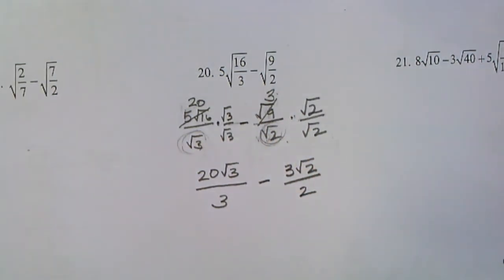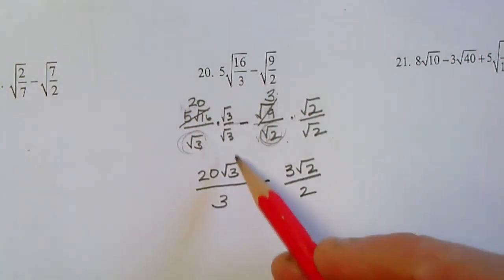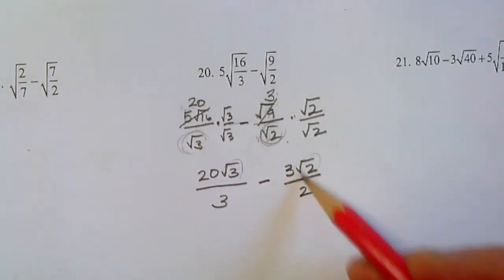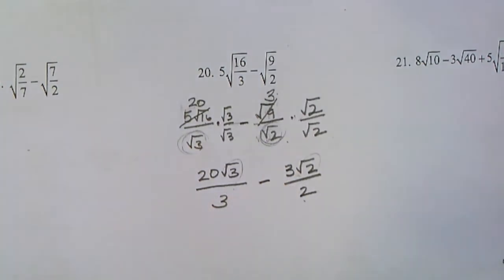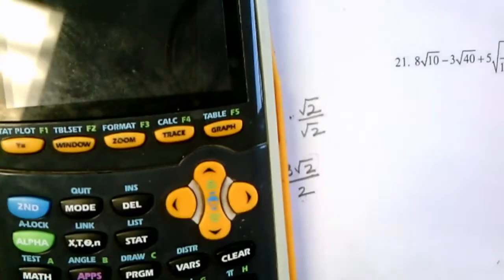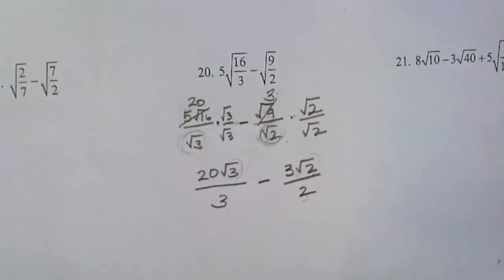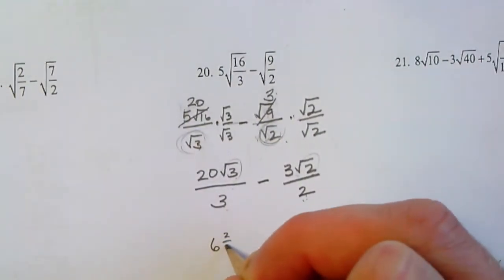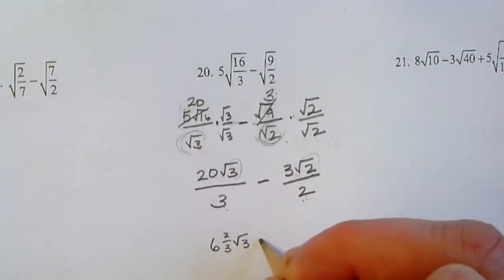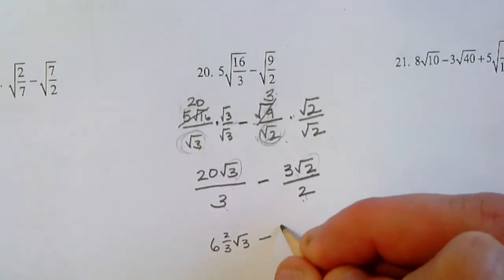Okay? Now, here's what I want you to know. This is 20 radical 3 over 3, minus 3 radical 2 over 2. Can I go ahead and subtract these two? The answer is no. It's not because they don't have a common denominator. We can make a common denominator. It's because this right here and this right here are not the same. Okay? So as a result, they have to be left separate. So what you could do is this. If I took 20 and divided that by 3, that gives you 6 2/3. You could write it like this: 6 2/3 radical 3 minus 3 divided by 2, which is 1.5, or 1 1/2.